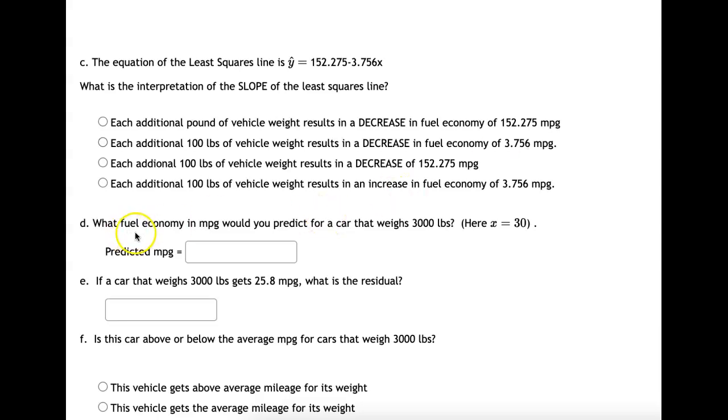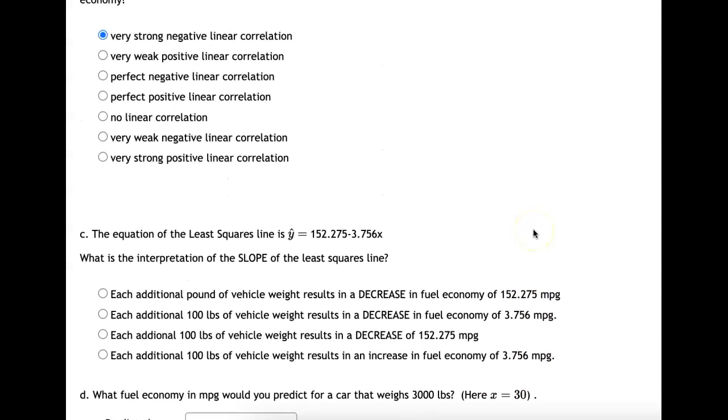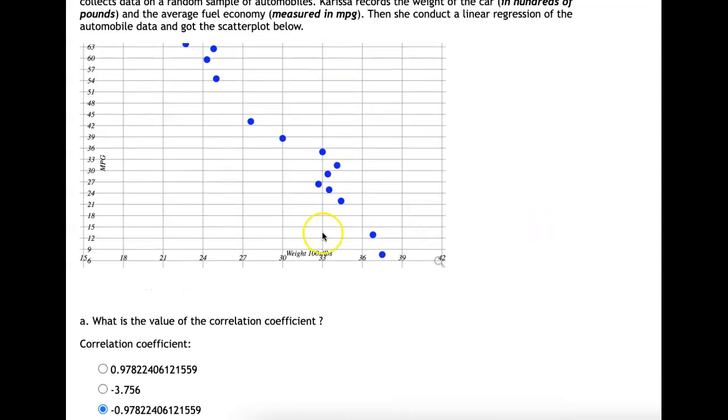Okay, D says, what fuel economy in miles per gallon would you predict for a car that weighs 3,000 pounds? Which they're helping you out a little bit, reminding you that X is 30. If we go back up and we look at the graph, we can see right here that the weights are in 100 pounds. So in other words, you're going to add 2 zeros to all of these. So this is 2,700 pounds, this is 3,900 pounds on this graph. Okay, so we want to know 3,000 pounds, which again is 30.